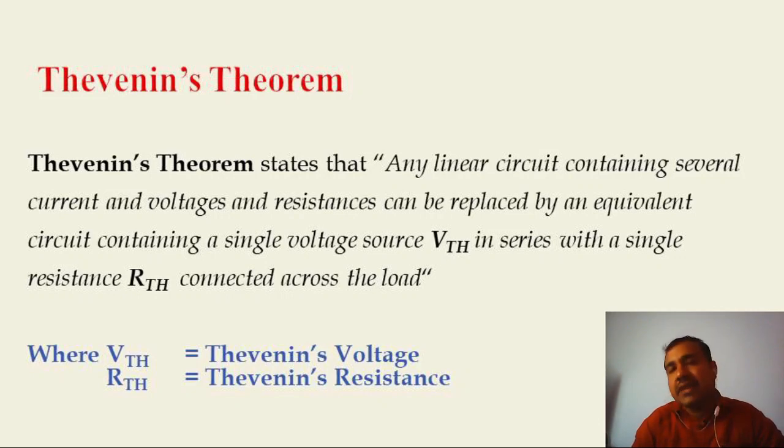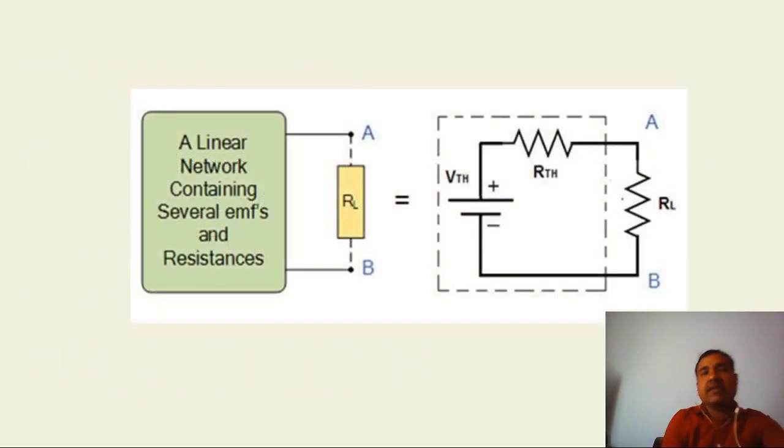is Thevenin's resistance. So pictorially you can represent it like this, that is, you can see here a linear network containing several EMFs and resistances and a load resistance RL is totally replaced by a circuit containing a single voltage source VTH, a single resistor RTH, and a load resistance across it.